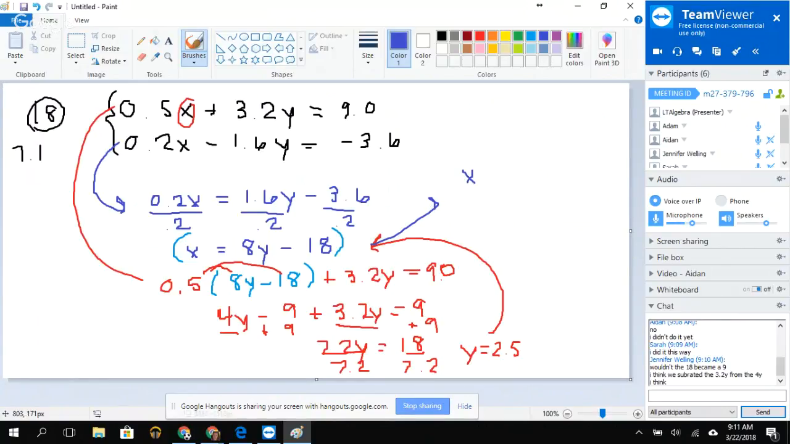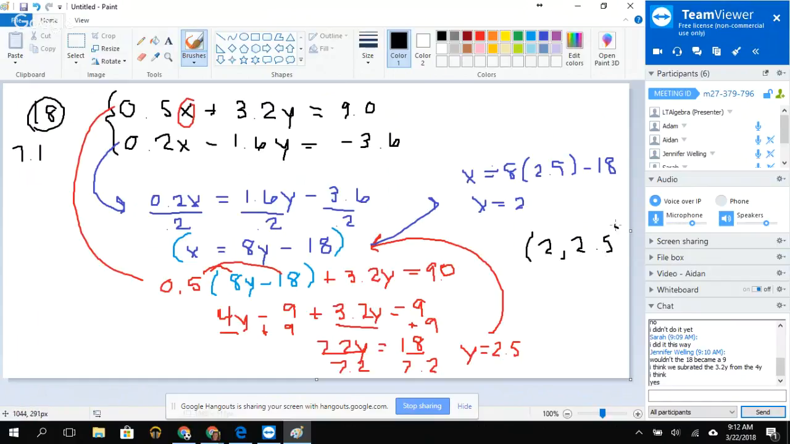So x equals 8 times 2.5 minus 18. So that's 16. 20 minus 18. So x equals 2. Okay, so now our solution is 2, 2.5.